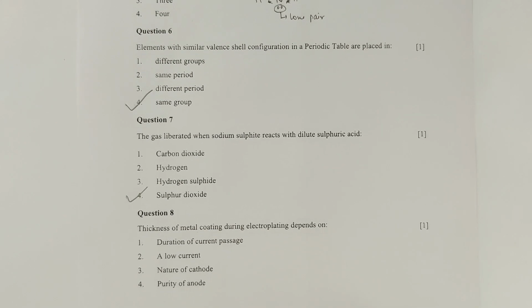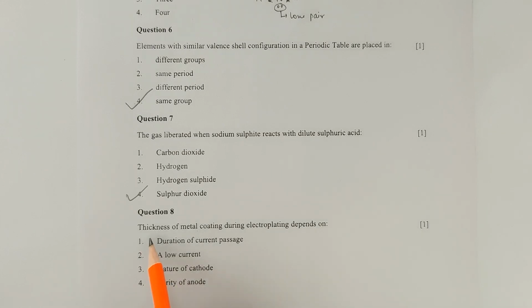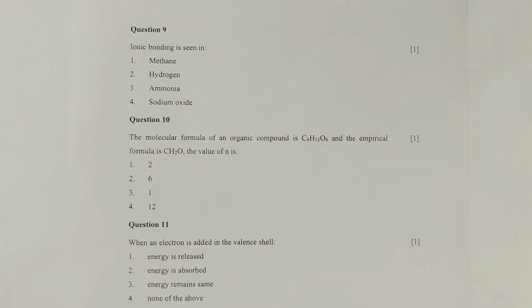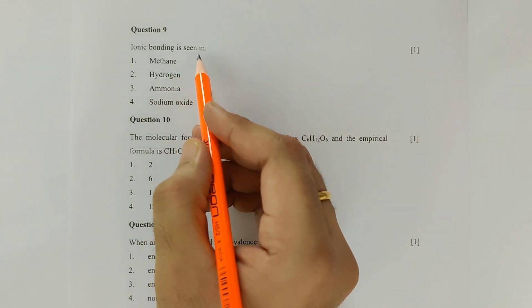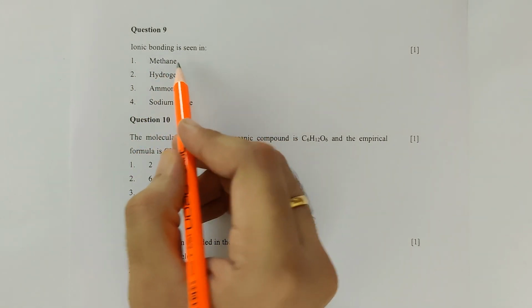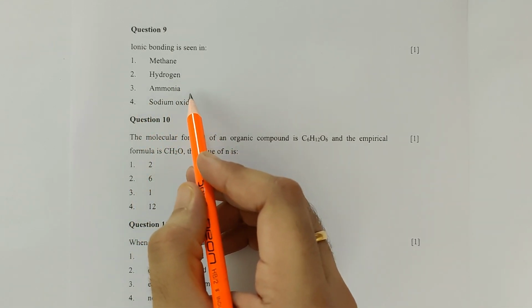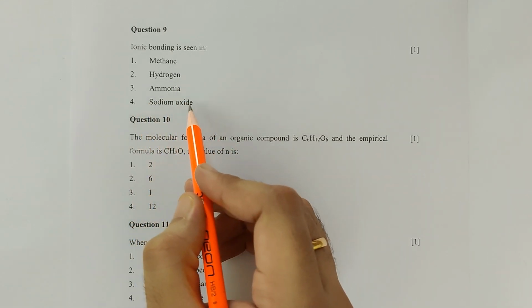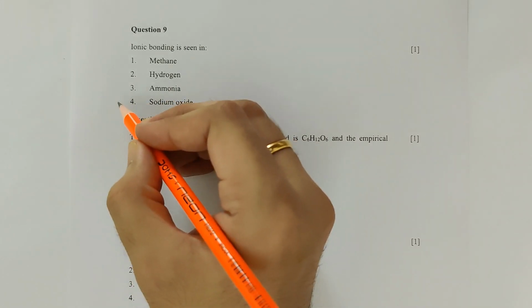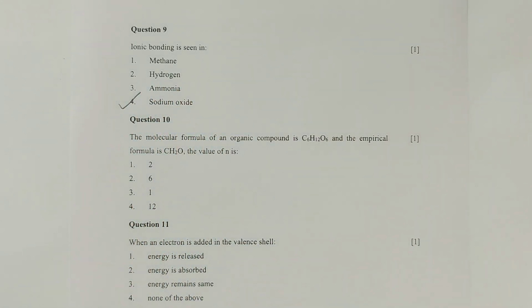Moving on to question 8, we have thickness of metal coating during electroplating depends on. Guys, this depends on the duration of current passed. So option 1, the duration of current passage will be correct. Moving on to question number 9, we have ionic bonding is seen in number 1, methane, that's covalent bond. Number 2, hydrogen, covalent bond. Number 3, ammonia, covalent bond. And number 4, sodium oxide, that is ionic bond. So 4, sodium oxide is correct.